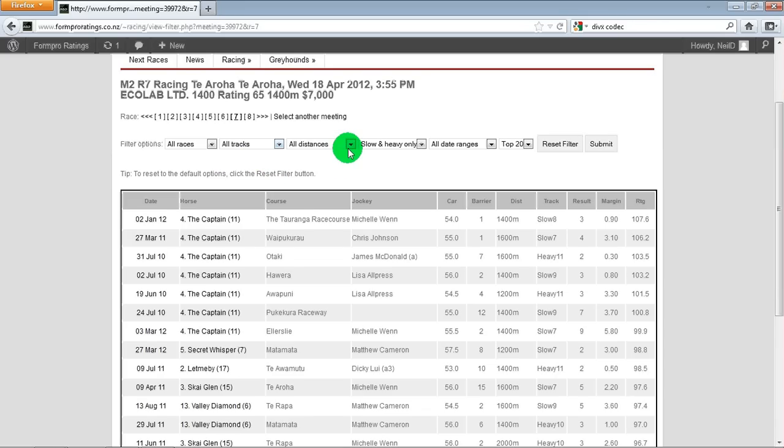Distances, let's do 200 metres either side of 1400 metres, so it's from 1200 to 1600 metres, and we'll do heavy tracks only. Let's say it's going to be a bog. All date ranges, I want to go at least through to the last year, because we want to capture last winter's form. Some of these would have raced over the last winter, so we'll take that into account, and we will submit that, and see what happens.